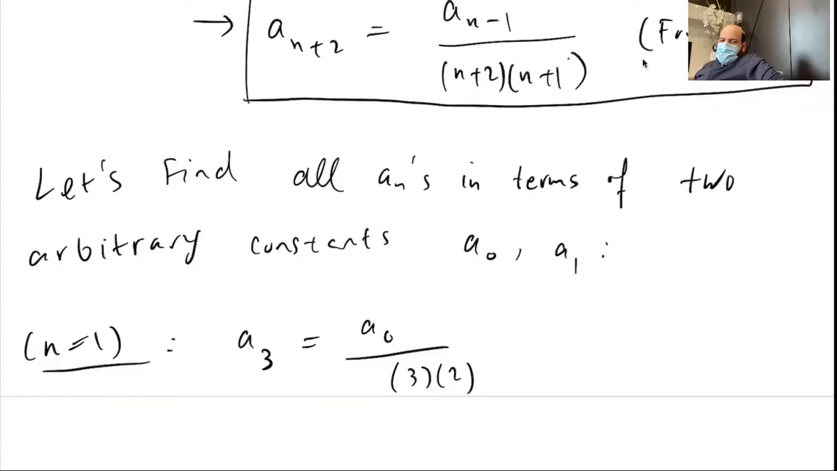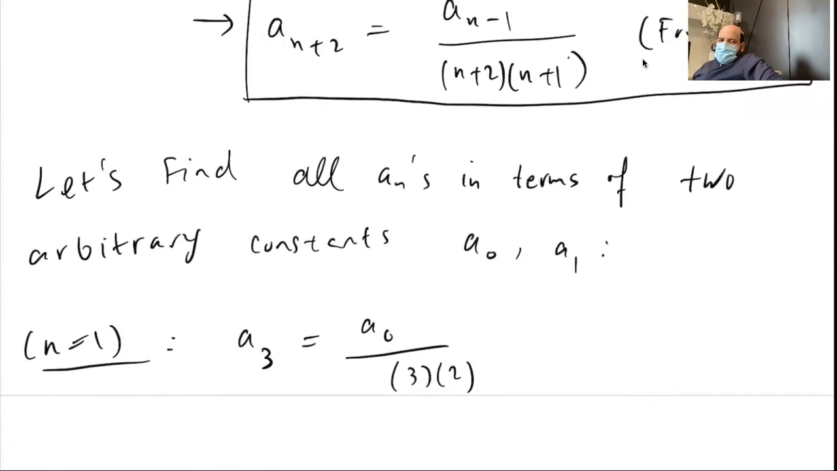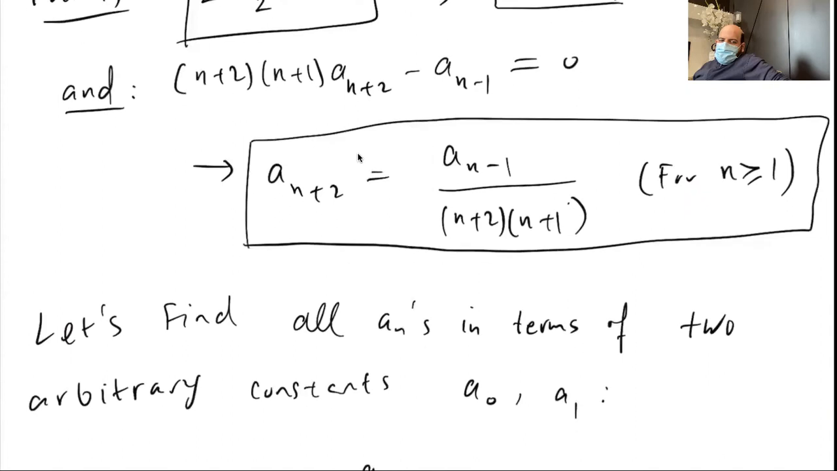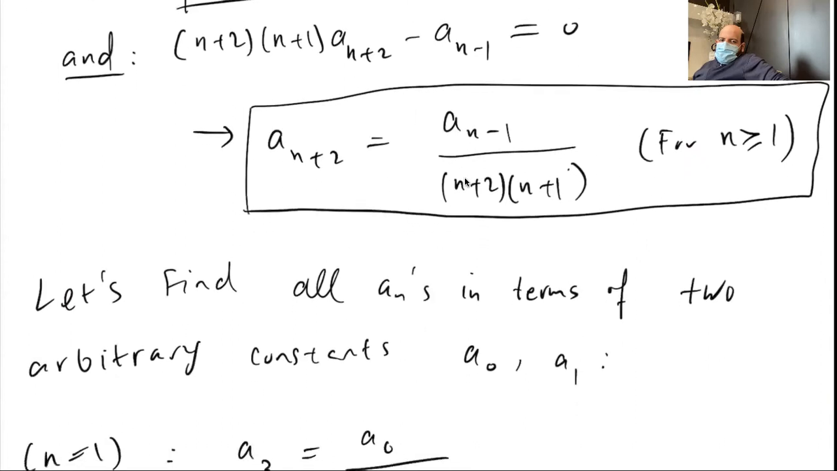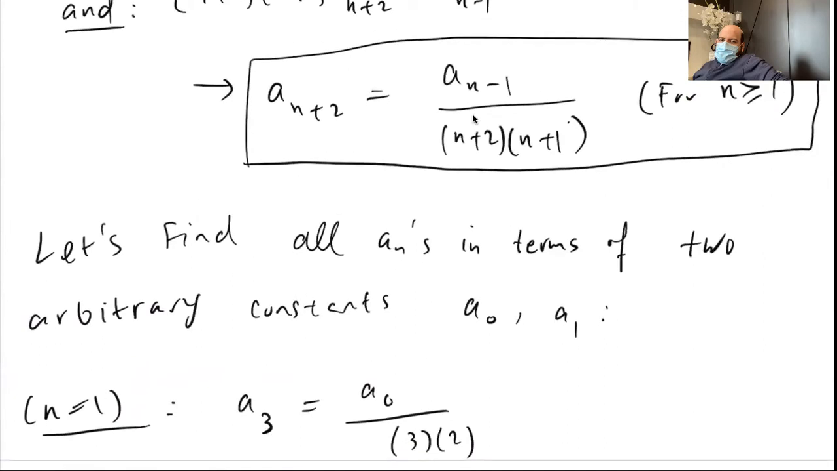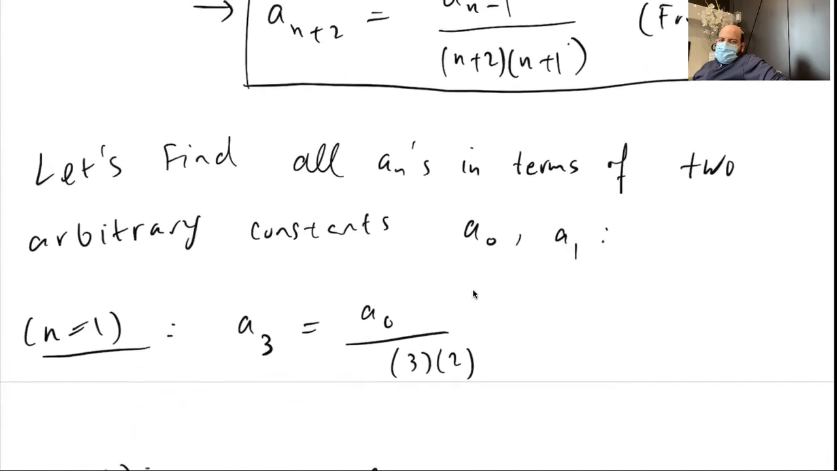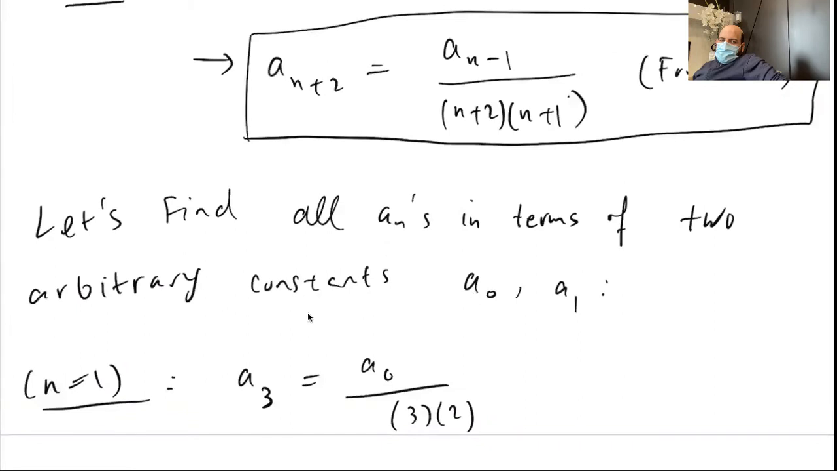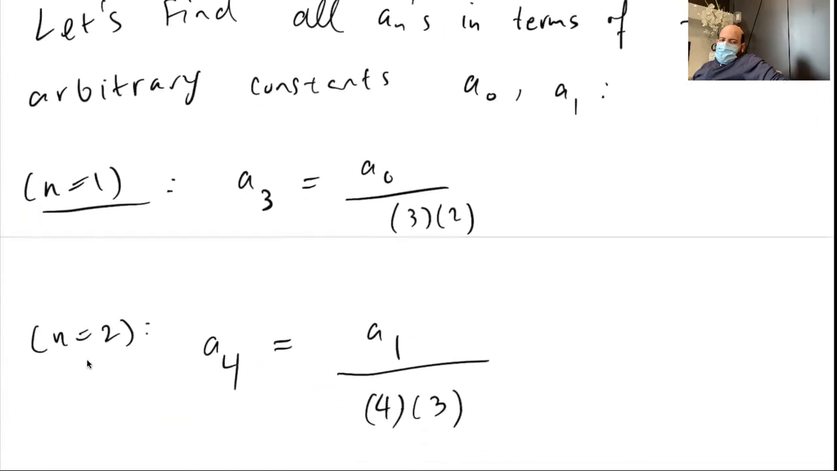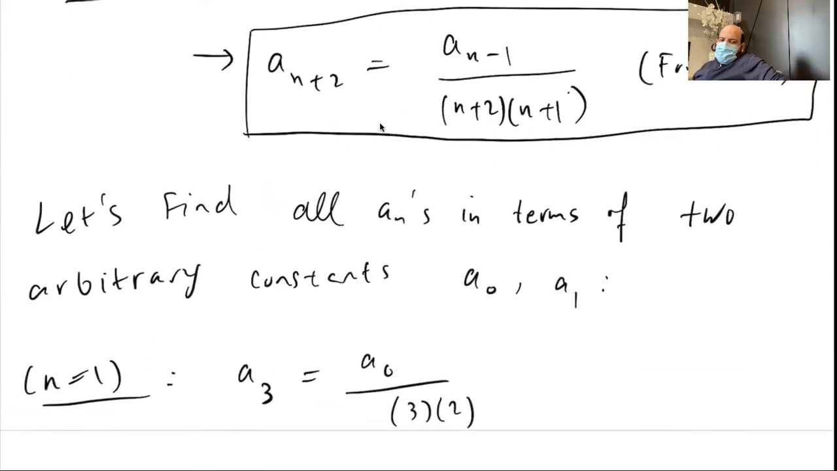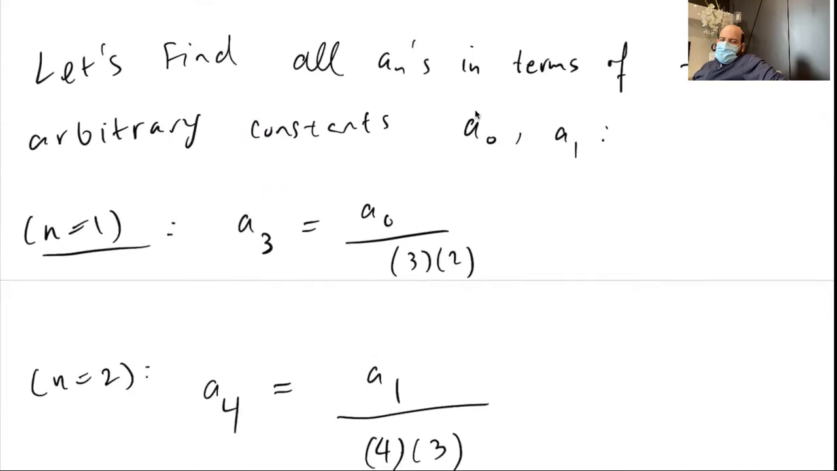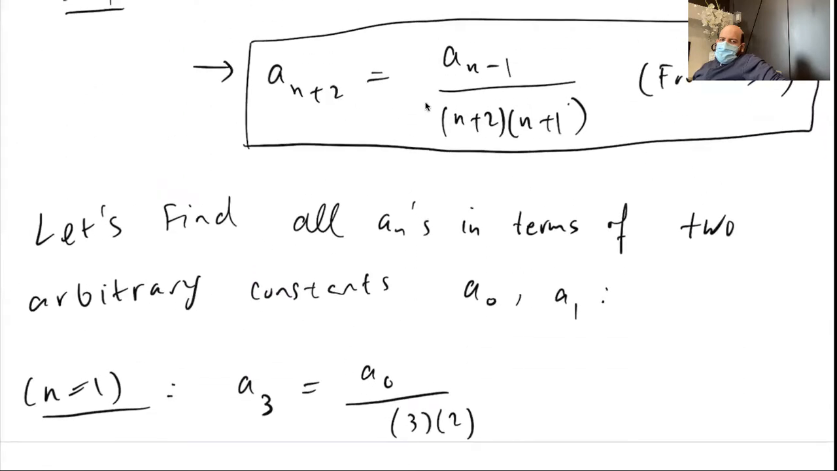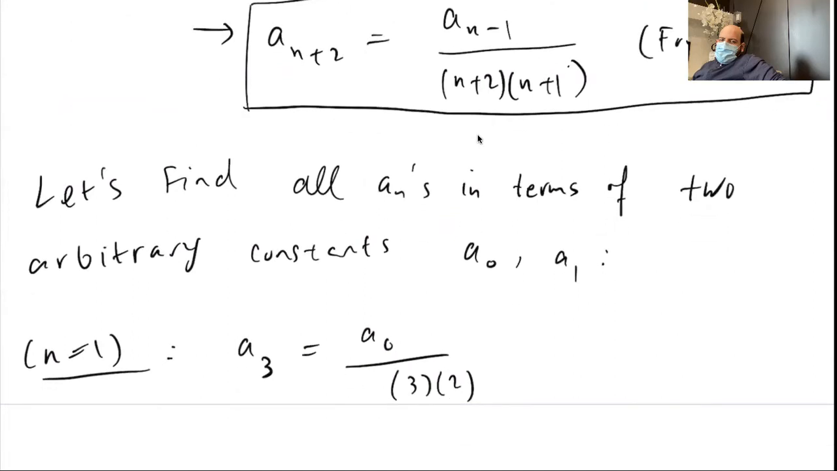Now if we replace n with 1 in our equation here, then I'll have a3 equals a0, n is 1, so a0 over 3 times 2. So this will be a3 in terms of a0. Remember, our goal was to find all the coefficients in terms of a0 and a1. Now if I replace n with 2 here, then I'll get a4 equals a1 over 4 times 3.